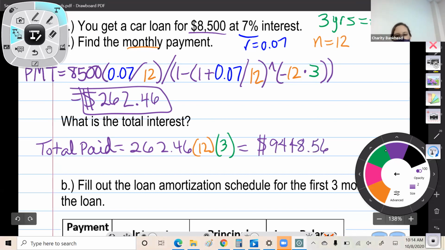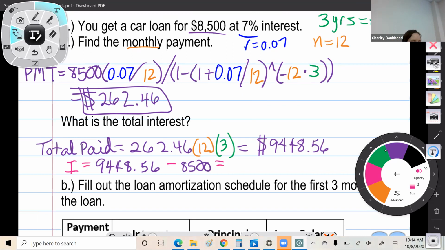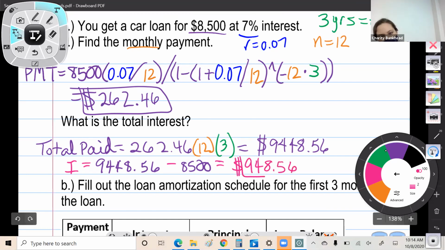$9,448.56 is the total amount that you actually paid for that car. And since the cost of the car was $8,500, we're going to subtract that off to see how much the interest was. So $948.56 is the amount of interest.